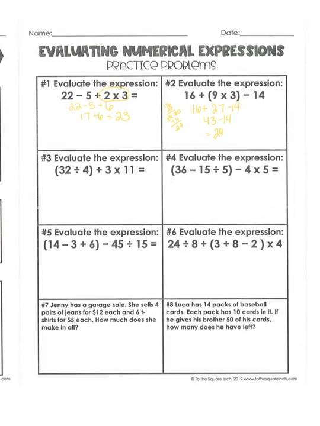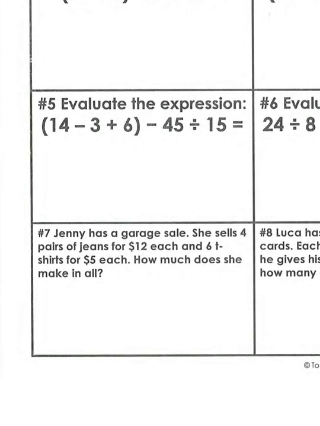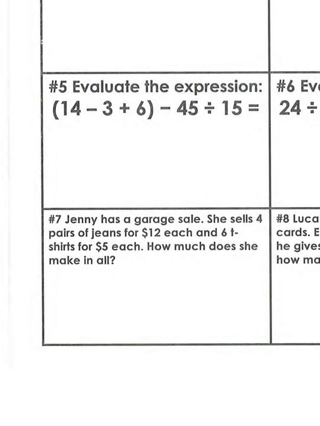We're going to do one of the word problems together. So Jenny has a garage sale. She sells 4 pairs of jeans for $12 each and 6 t-shirts for $5 each. How much does she make in all? So she sells 4 pairs of jeans for $12 each. Okay, so that's 4 times 12, right? And it tells us plus 6 t-shirts for $5 each, so 6 times 5. So I can just write my expression just like that and solve. So 4 times 12 is 48, plus 6 times 5 is 30, so she made $78 in all.